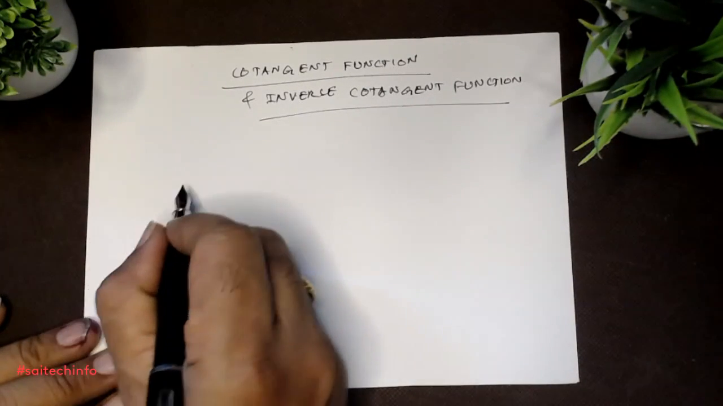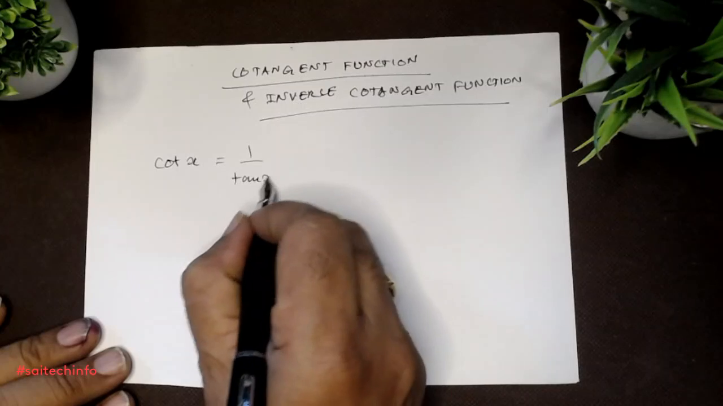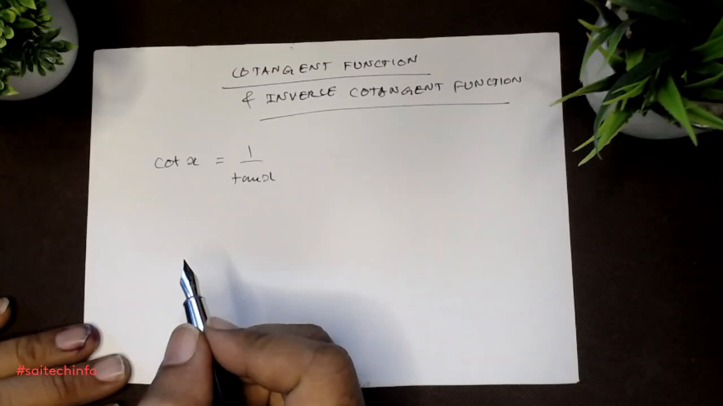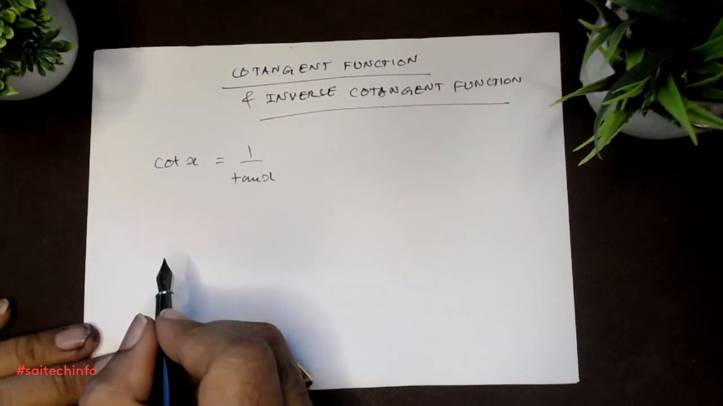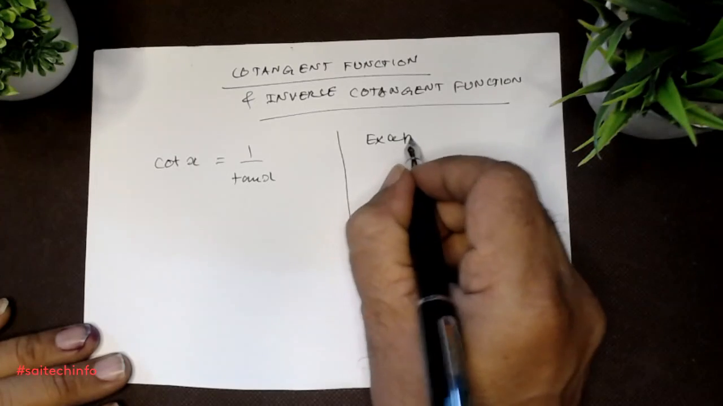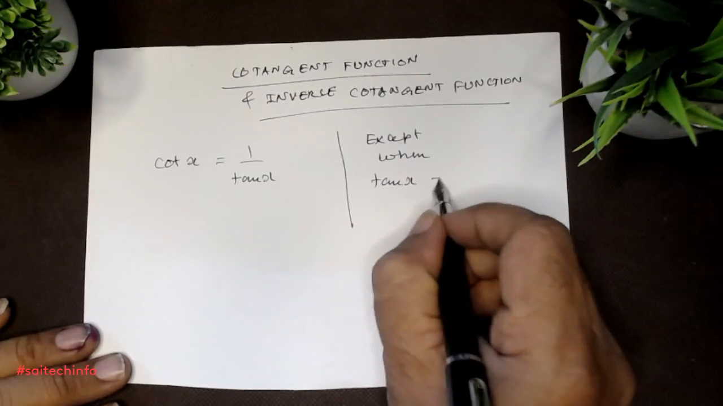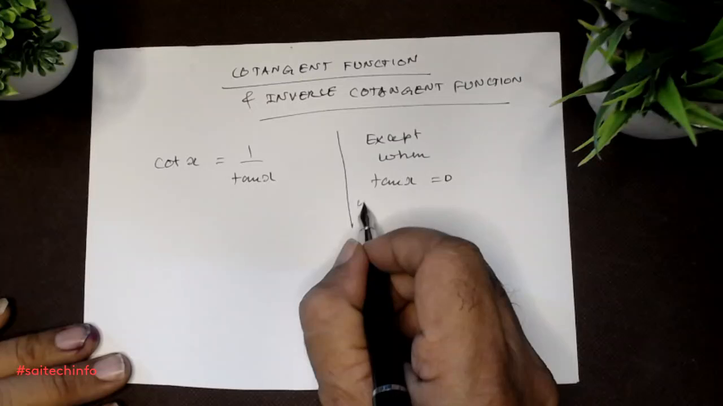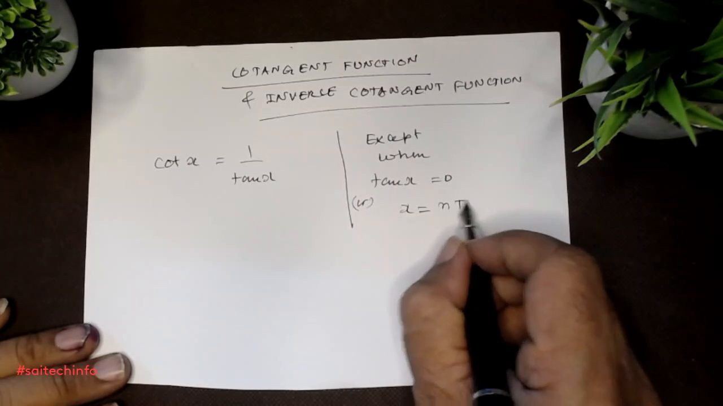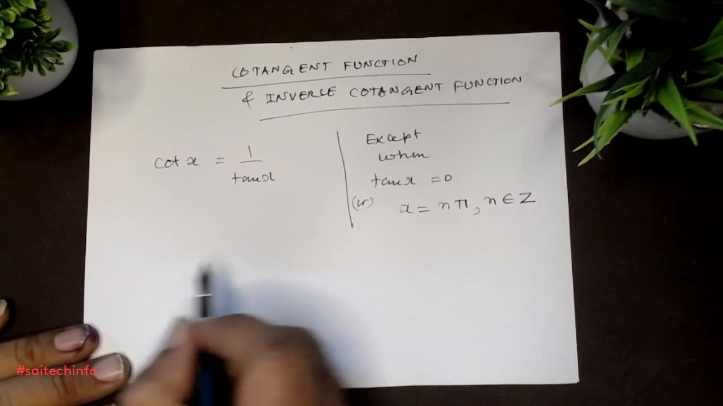We know cotangent, that is cot x, is the reciprocal of tan x, that is 1 by tan x, for all real values of x except when tan x is equal to 0, that is, when x is an integral multiple of pi, that is n pi, where n belongs to the integers Z.